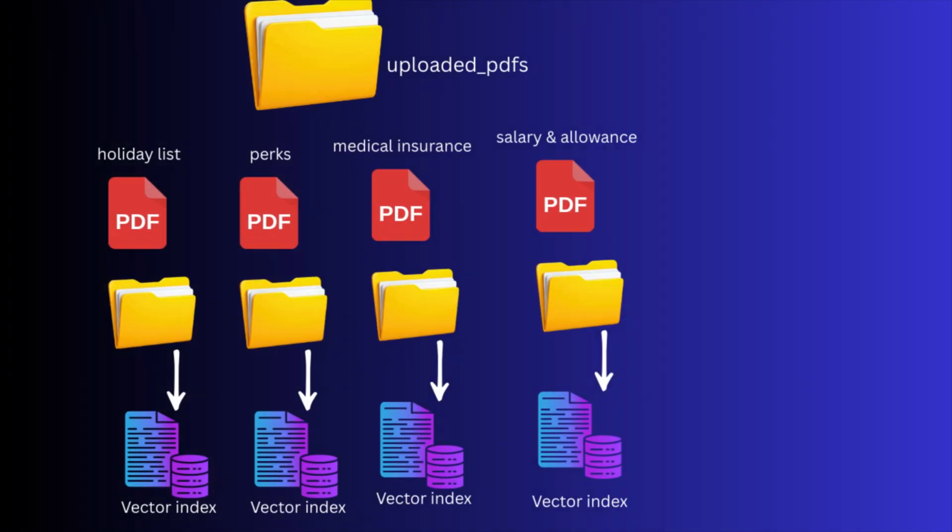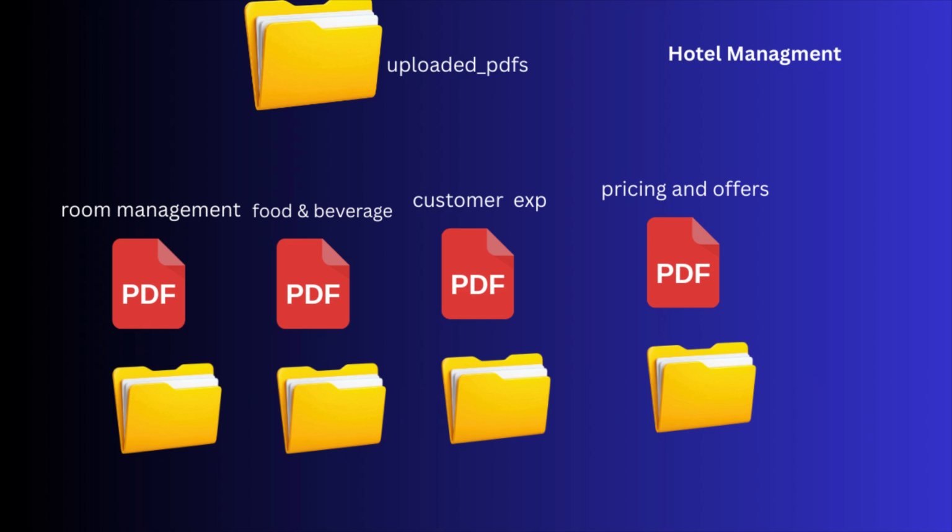So if you are uploading a different kind of data, let's say hotel industry, it has different categories like room management, food and beverage, customer experience, pricing and offers, operations, etc. So if you are uploading this kind of data, you can upload PDFs in this category. So categories may differ based on your data.